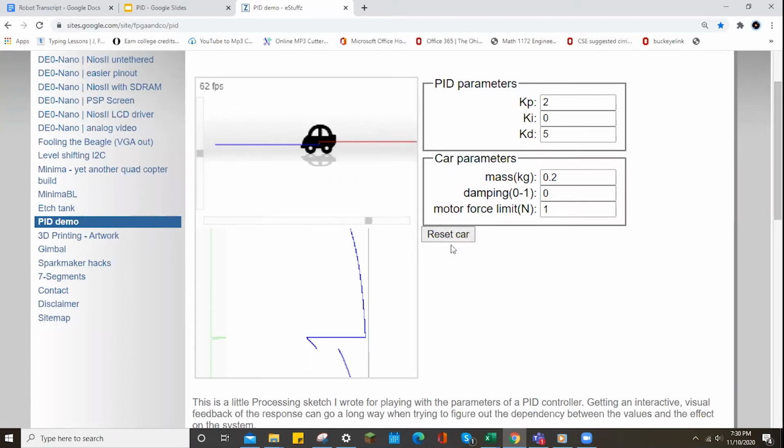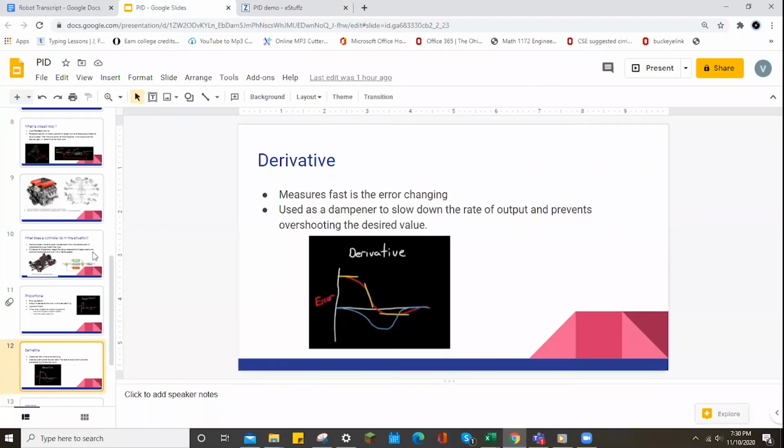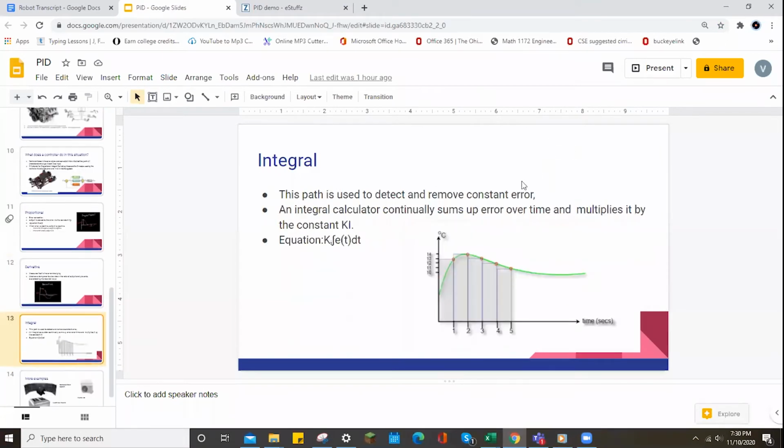Finally, we'll come to the integral controller. The integral controller is a path used to detect and remove constant error. This constant error can be something like gravity. It could be your contact forces. And an integral controller sums up the error and can reset the position back to the set point. It's also called the reset controller.